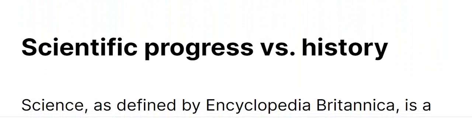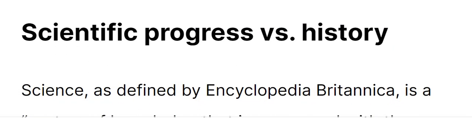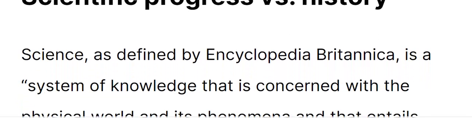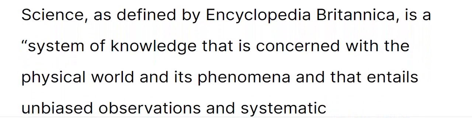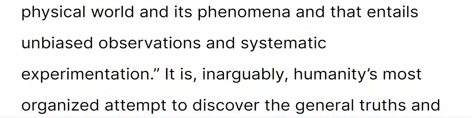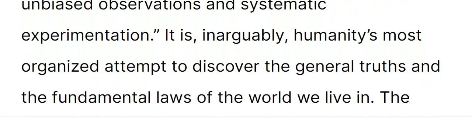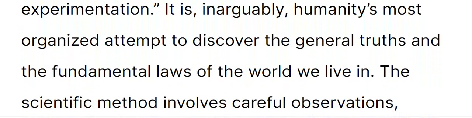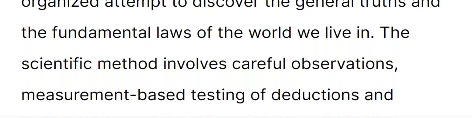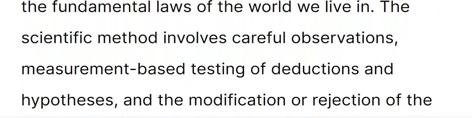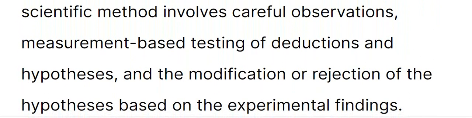Scientific progress versus history. Science, as defined by Encyclopedia Britannica, is a system of knowledge that is concerned with the physical world and its phenomena, and that entails unbiased observations and systematic experimentation. It is, inarguably, humanity's most organized attempt to discover the general truths and the fundamental laws of the world we live in. The scientific method involves careful observations, measurement-based testing of deductions and hypotheses, and the modification or rejection of the hypotheses based on the experimental findings.